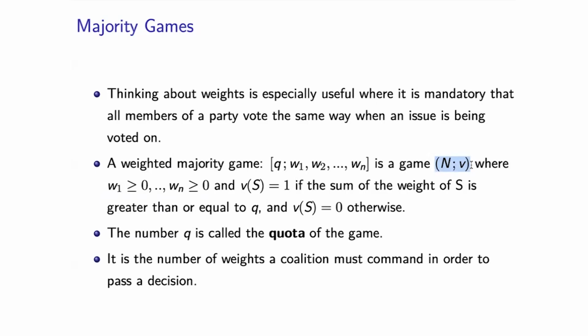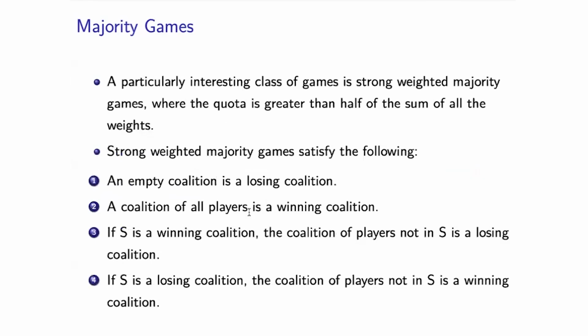And the value of the whole coalition is going to be equal to 1 if the sum of the weights of this coalition S is greater than or equal to Q. That's the significance of the Q here. This tells us that you require a size of at least Q of the members in the coalition in order to get something approved. If this is not reached, then V(S) is equal to 0. Again, this number Q is called the quota of the game, and it refers to the number of weights a coalition must command in order to pass a decision.